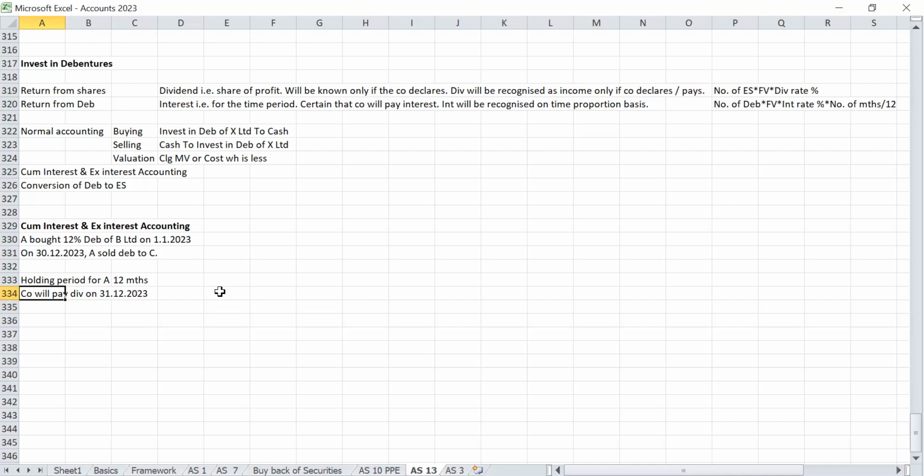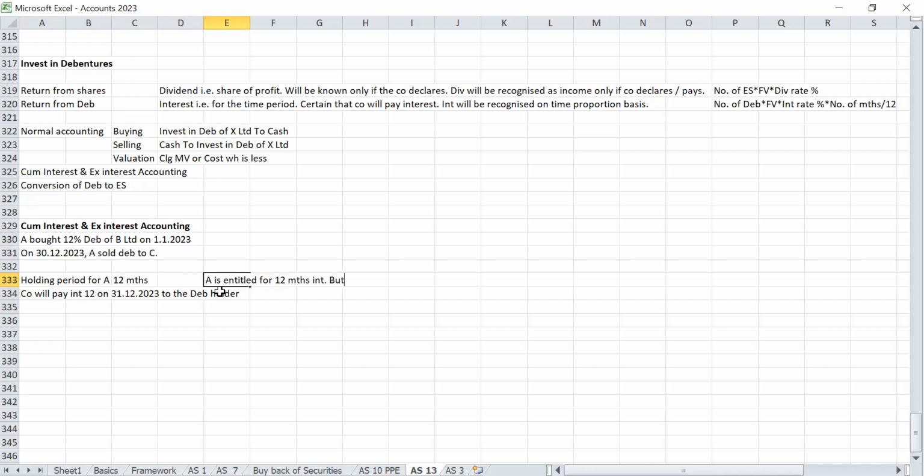Correct? Yes, sir. The company will pay interest on 31st December 2023 to the debenture holder. Who is the debenture holder on 31st December? C is the debenture holder. The company will pay the entire interest of 12 rupees to C only. Correct? Yes, sir. But who is entitled to the interest? A. A is entitled to 12 months of interest.